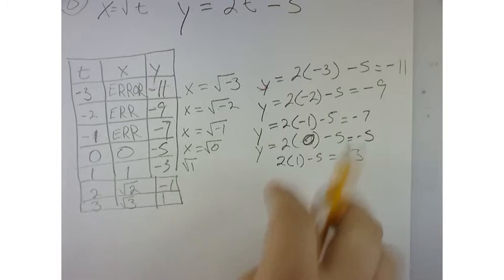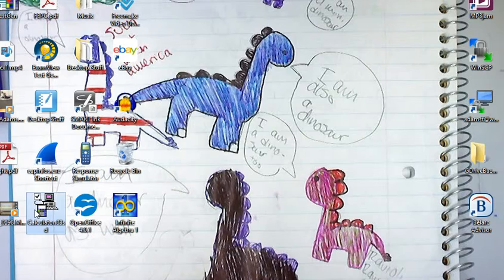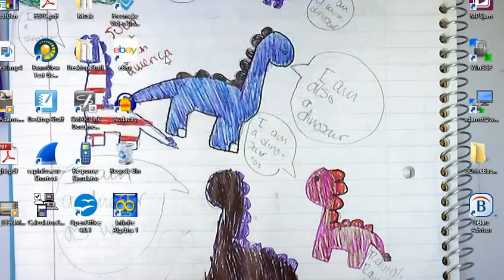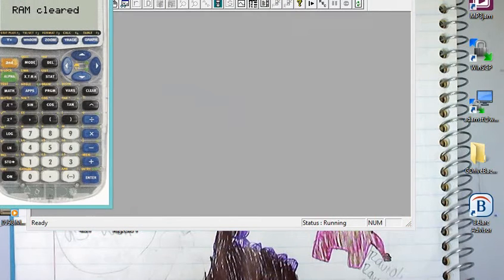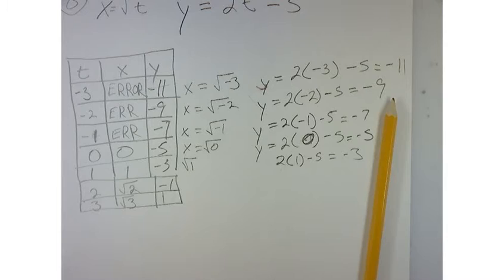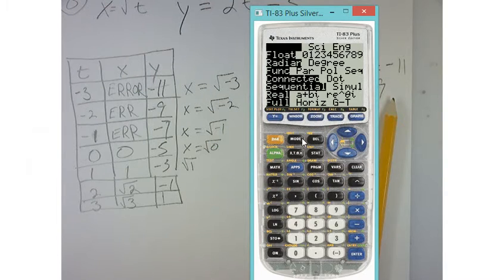Okay. Now you could do this on the calculator. It goes a little simpler. You could do it a little faster on the calculator. Let me pull up my calculator here. So to do this on the calculator, the first thing I need to do is put my calculator in parametric mode.